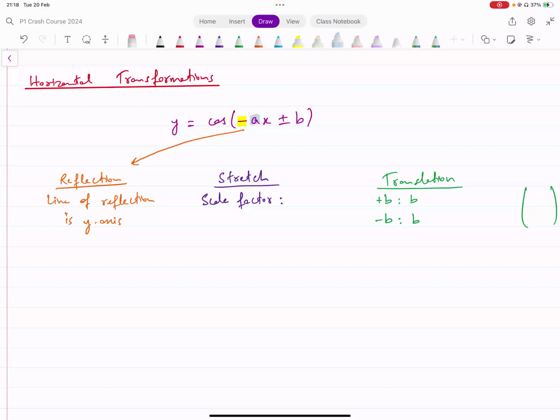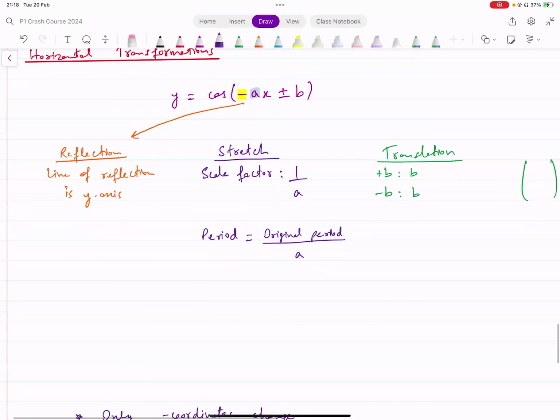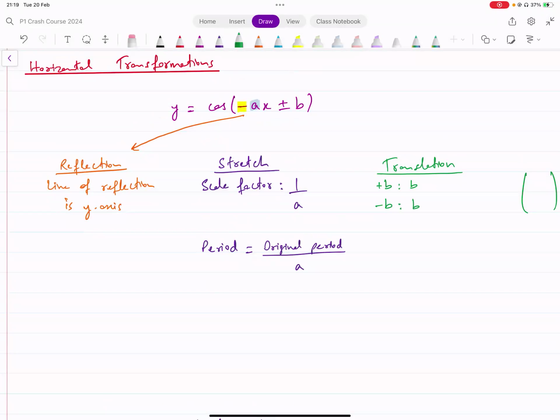When we multiply x by some number, in transformation language, we call it a stretch. We will learn about stretch later in functions, but it's a stretch with scale factor 1 over a. For now, this is what you need to understand. The period of the graph is going to be equal to the original period of the graph divided by a.